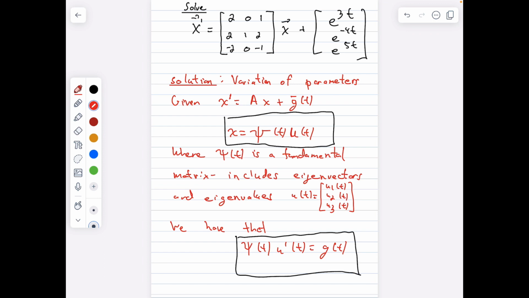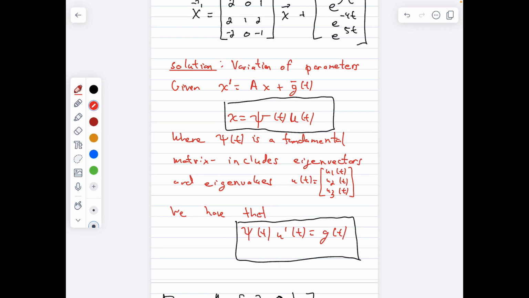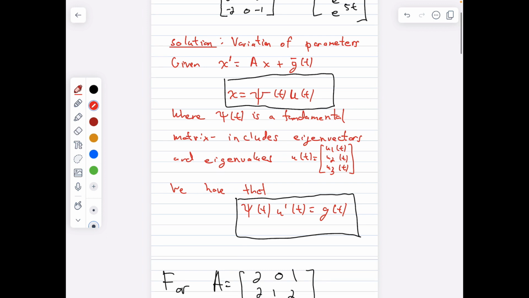So we're given x prime = Ax + g(t). So it's a non-homogeneous equation basically here. We have that x bar equals phi of t times u of t, where phi of t is a fundamental matrix, which basically includes the eigenvectors and eigenvalues of the homogeneous solution here. So let me put that in of homogeneous.